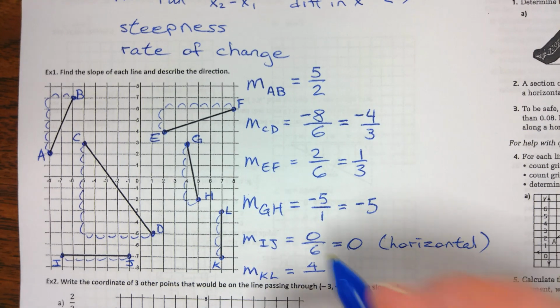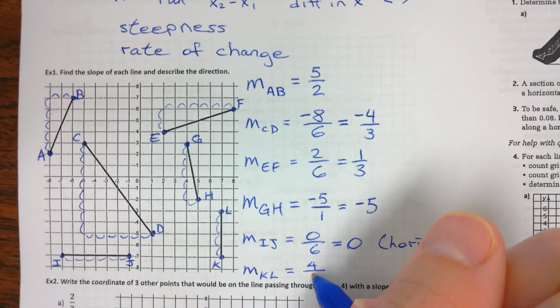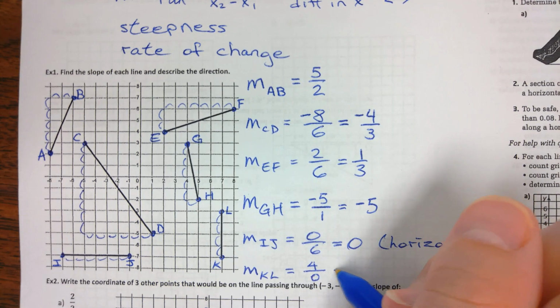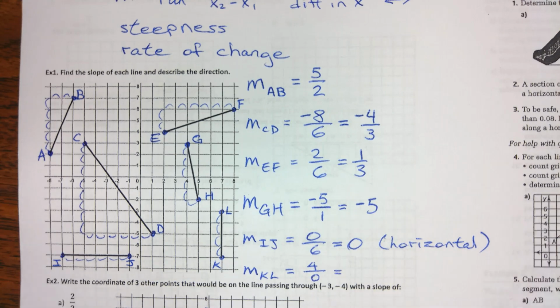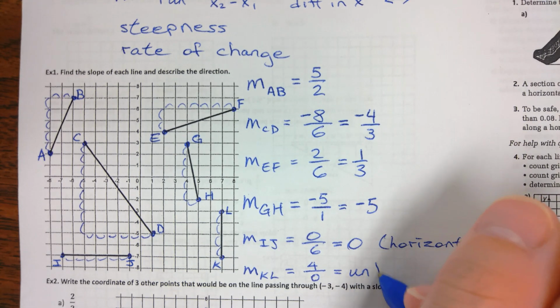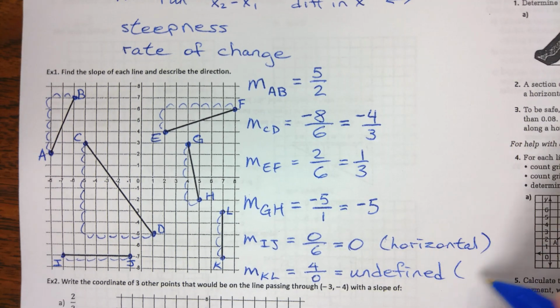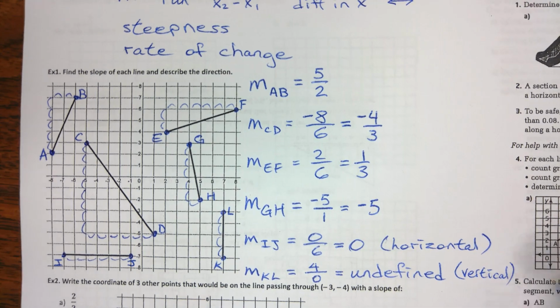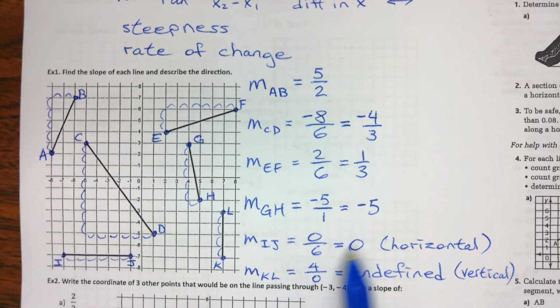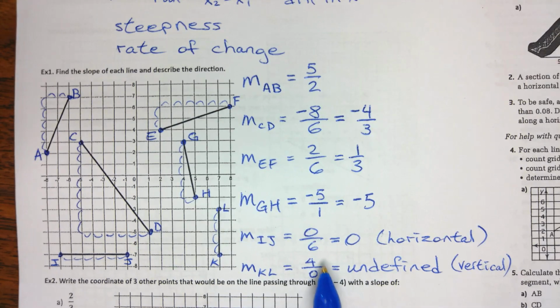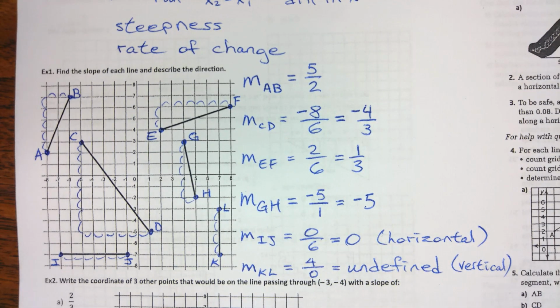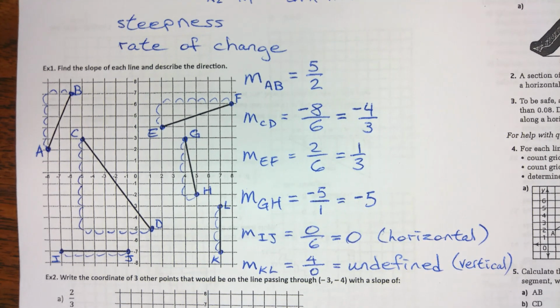So no run. So 4 over 0. And what is 4 over 0? Undefined. That's right. Good job, Sam. Okay. So make sure you remember these two. All right. 0 over 6 is 0, but 4 over 0 is undefined. So for a vertical line, the slope is undefined. Okay, there's a big difference between 0 and undefined.